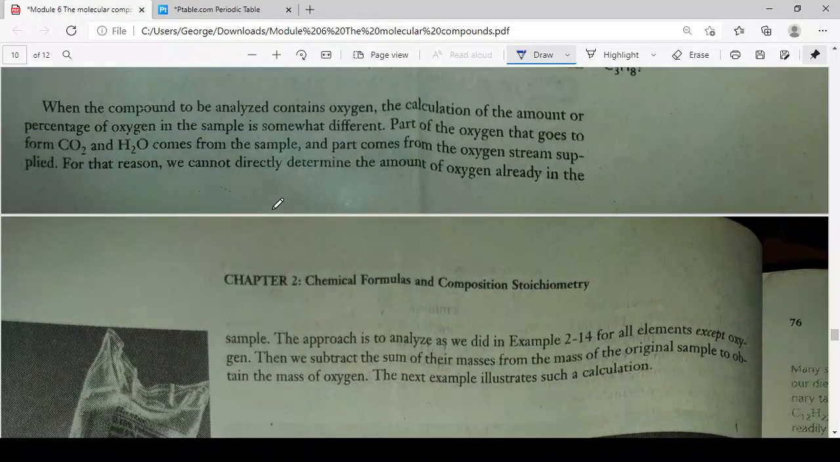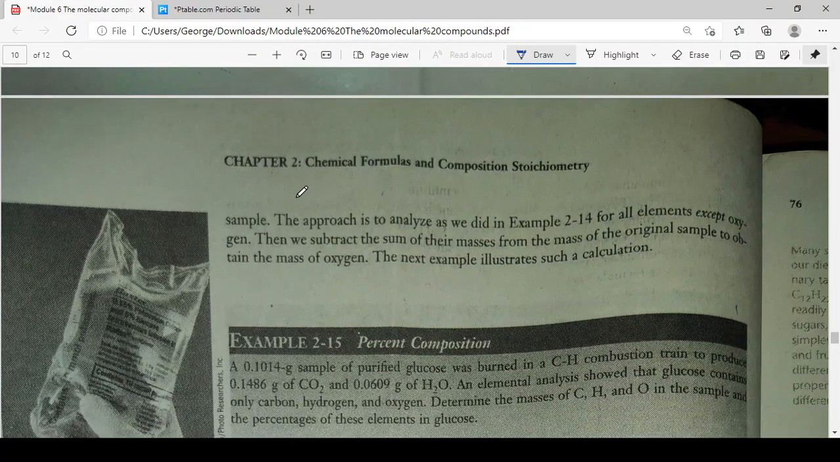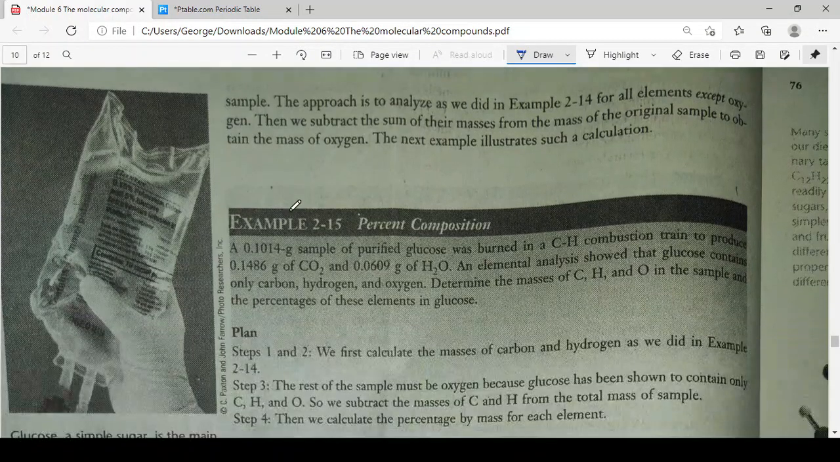So when the compound to be analyzed contains oxygen, the calculation of the amount or percentage of oxygen in the sample is somewhat different. Part of the oxygen that goes to form your carbon dioxide and water comes from the sample and part comes from the oxygen stream supplied. For that reason, we cannot directly determine the amount of oxygen already in the sample. The approach is to analyze as we did in example 2.14 for all elements except oxygen. Then we subtract the sum of their masses from the mass of the original sample to obtain the mass of your oxygen. The next example illustrates such calculations.